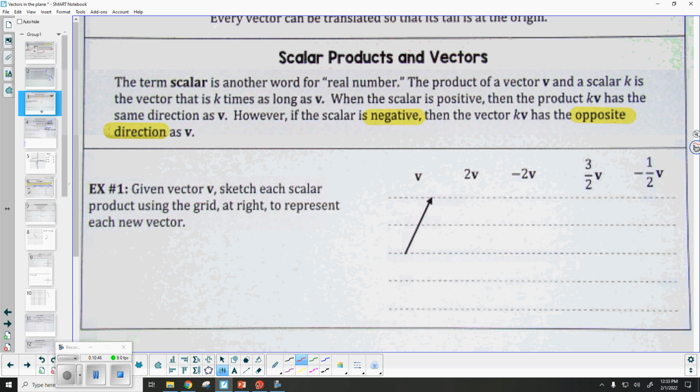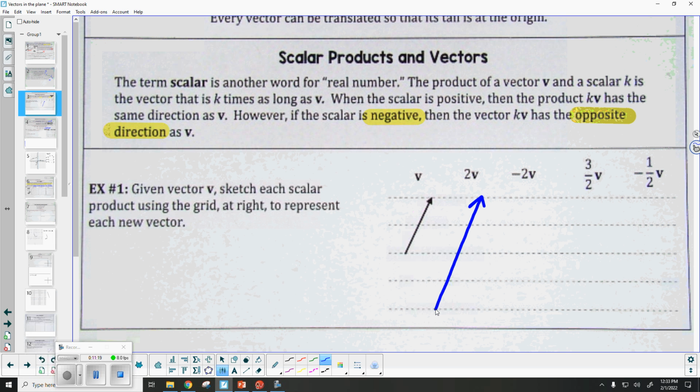Example 1, given vector v. So let's go ahead and say the vector v is 2 units long. Sketch each scalar product using the grid at right to represent each new vector. Okay, so what should I expect to see for 2v? It should be 4 units. What I'm doing is taking the original magnitude, the length, and I'm doubling it. Okay, but it's going to have the same direction. So it's probably going to look something like this. Okay, now remember, I'm also sketching this freehand, so they are meant to be parallel to each other. It might be a little off, and that's okay.